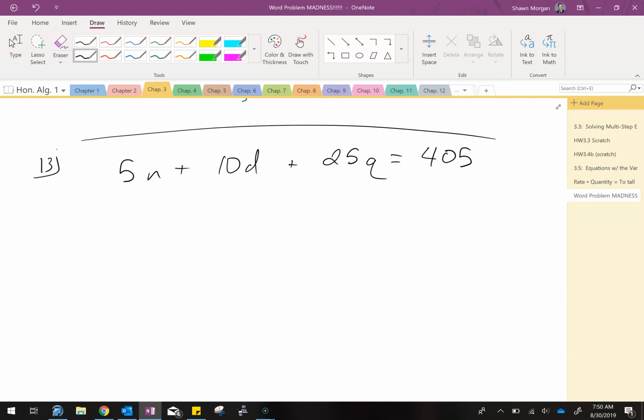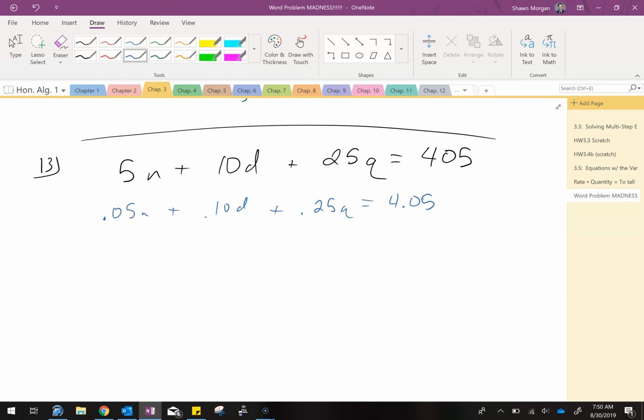4.05. There's two options that you guys have with these word problems that involve money. Your option is to work with it in terms of dollars or to work with it in terms of cents. So here's how it would look in blue. I'll write up how it would look in terms of dollars. 0.05 N plus 0.1 D plus 0.25 Q equals 4.05. There's no difference whatsoever in either of those two equations. Which one would you feel more comfortable working with?